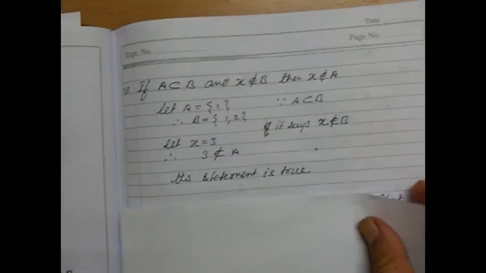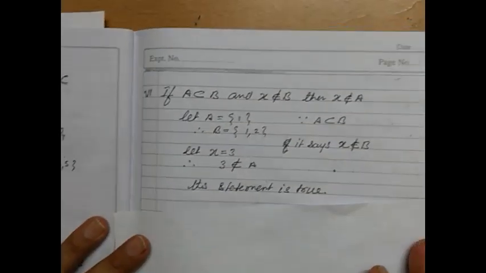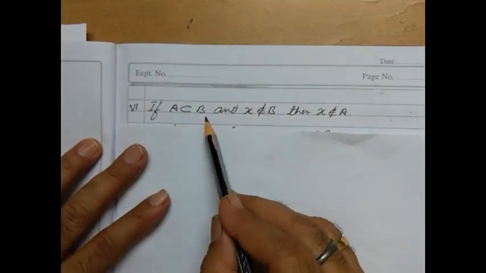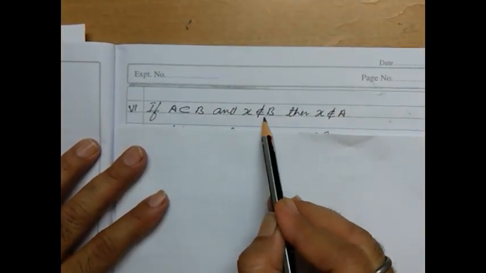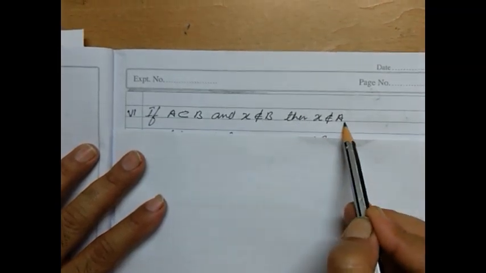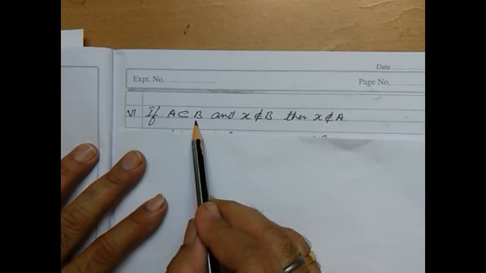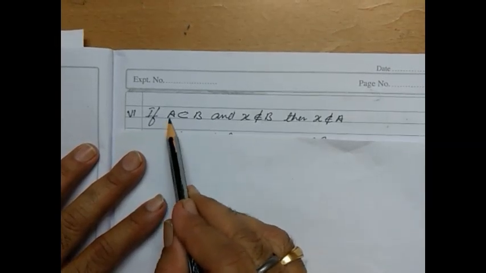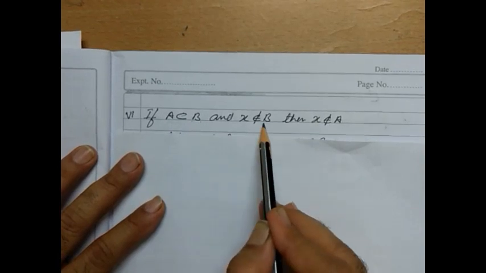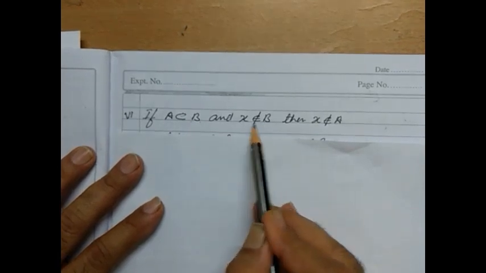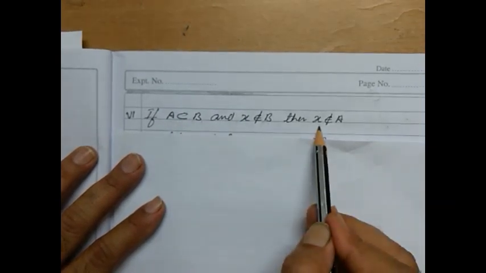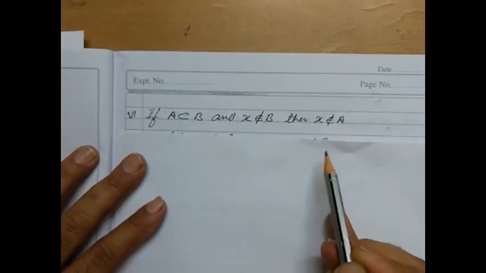Now the sixth question. The sixth part says that if A is a subset of B and X does not belong to B, then X does not belong to A as well. Here A is a subset, that means the elements of A are present in B. Here it says that X does not belong to B. So when X does not belong to B, how then X belongs to A? It will be true. So how will it be true?